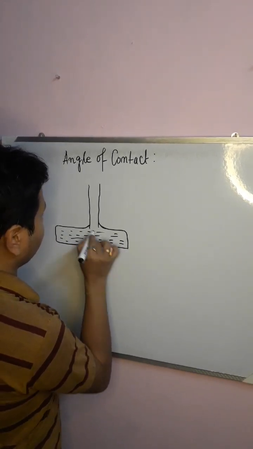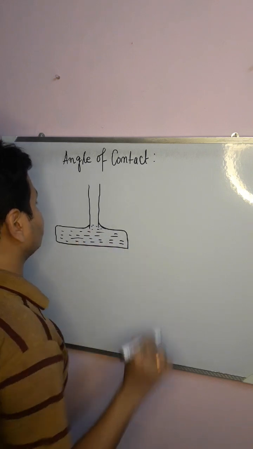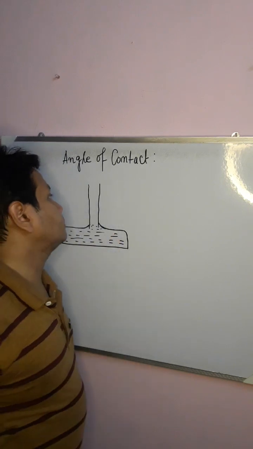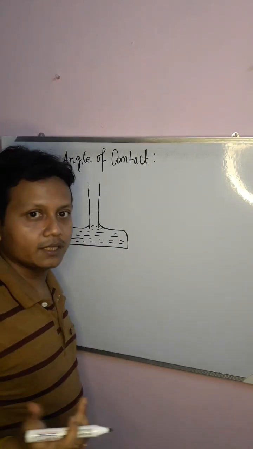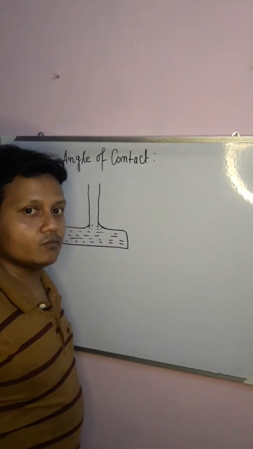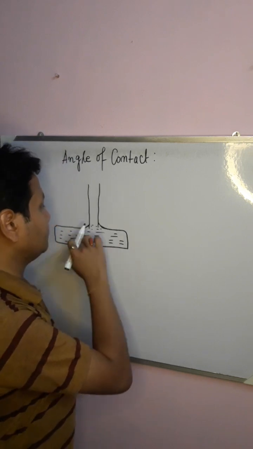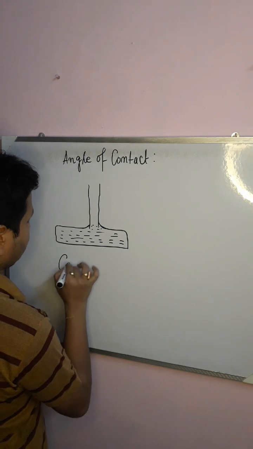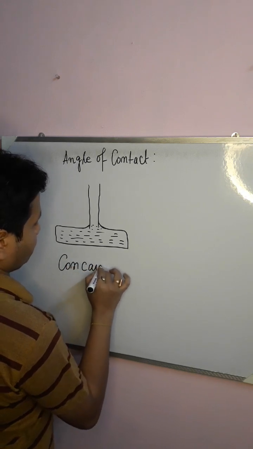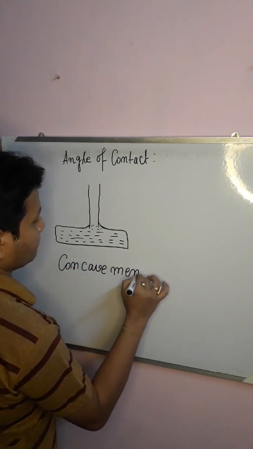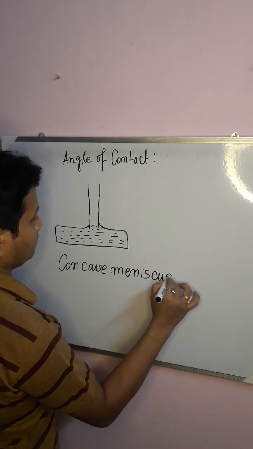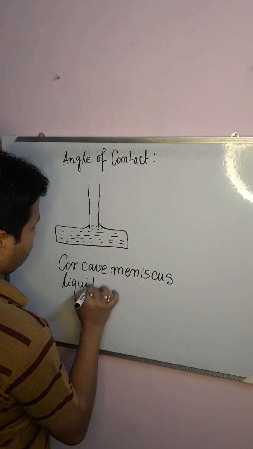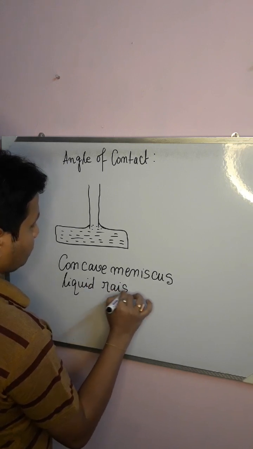This is the liquid. So if we fill this capillary tube with a liquid that wets the walls of the tube, in that particular case the liquid level gets raised and forms a concave meniscus, and the liquid rises.